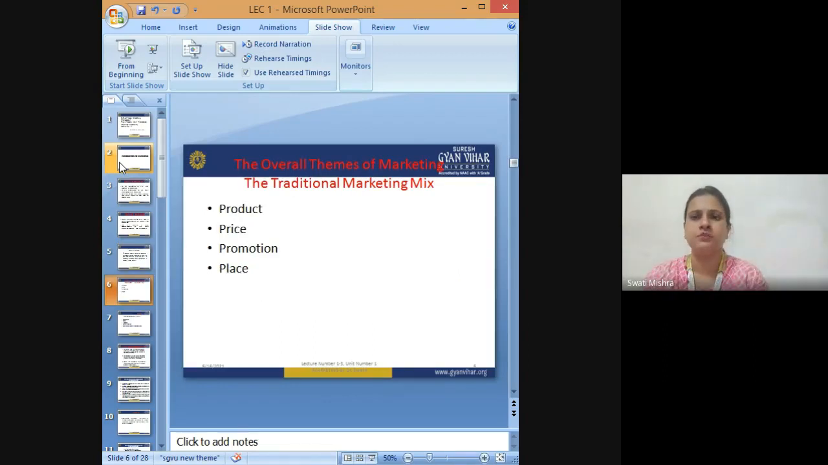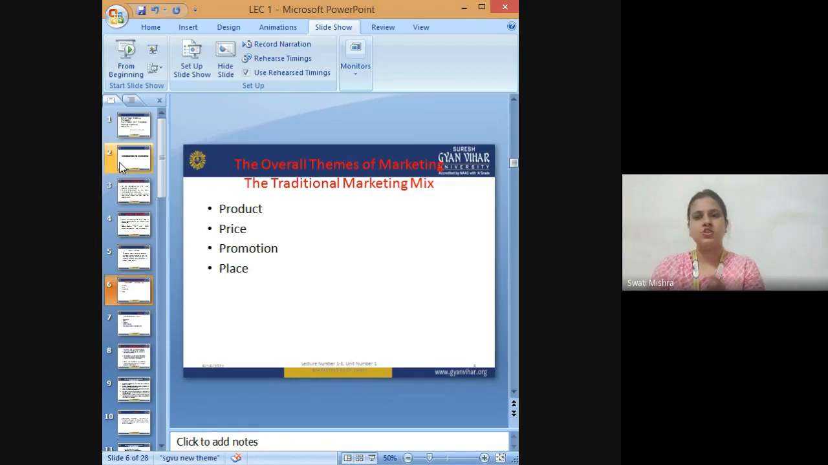If we talk about the overall themes of marketing, there is a traditional marketing mix which addresses the main elements which together form marketing as a whole. Your traditional marketing mix has now been developed into a contemporary marketing mix, and some more elements have been added to it. But traditionally, ever since marketing was understood as a subject to be learned and researched, these are the four main elements shown on the screen, which are considered the most integral elements of marketing, and they form the marketing mix.